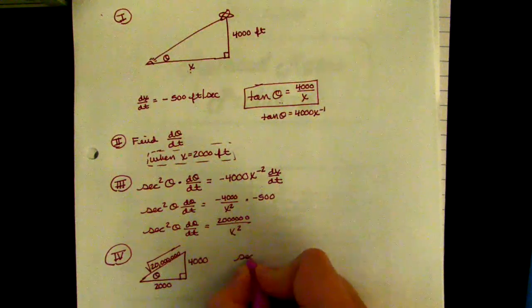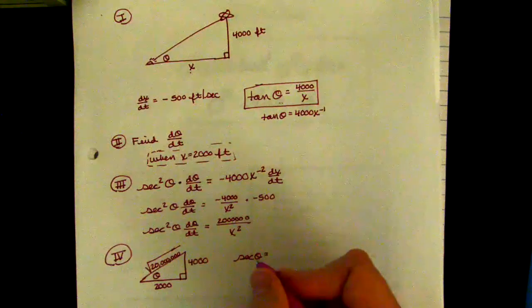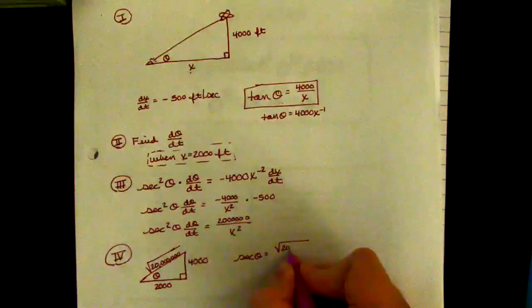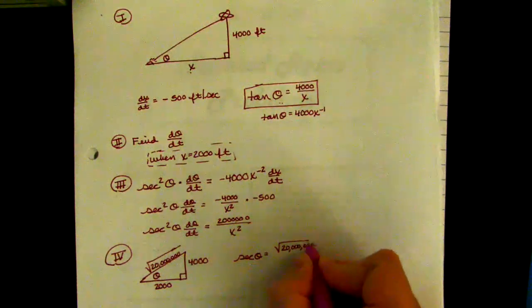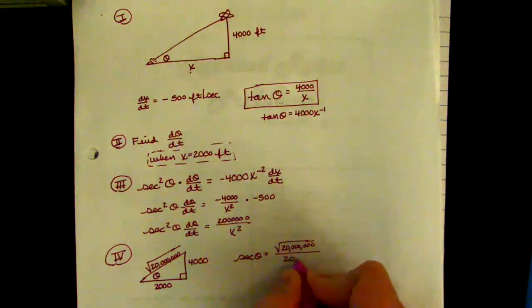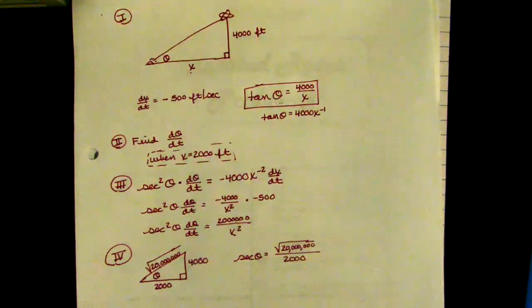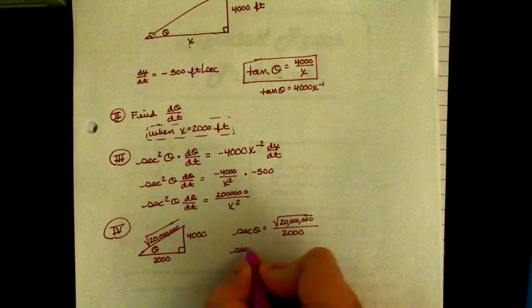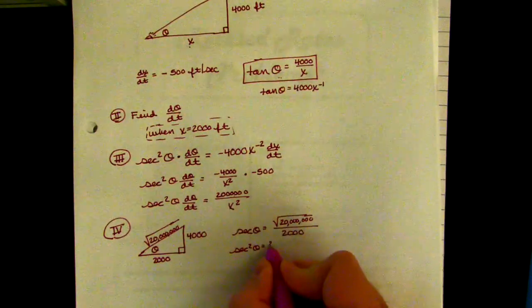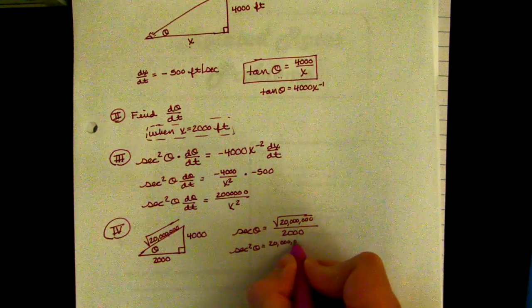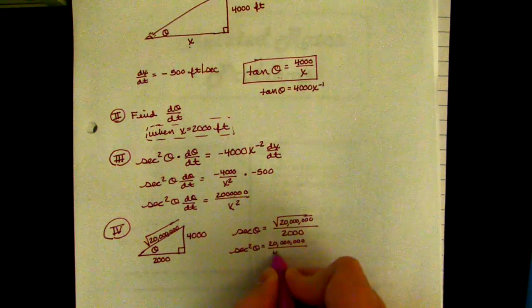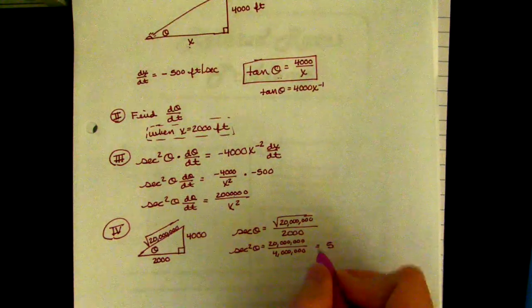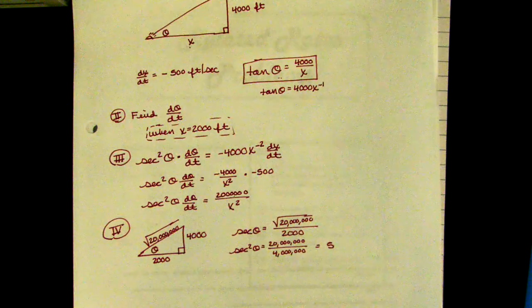The secant of theta is my hypotenuse over my adjacent. My hypotenuse is the square root of 20 million. My adjacent is 2,000. You know what, though? It's going to be even better than this. I don't care about secant of theta. I care about secant squared of theta. So go square both of those. You're going to get 20 million over 4 million. I know it's a pain, but it'll get better. So really, the secant squared of theta is just 5. That's it.